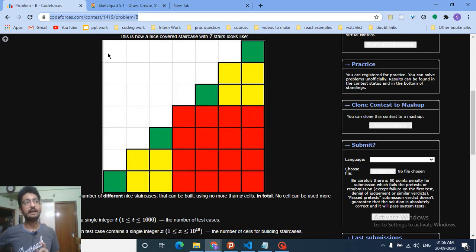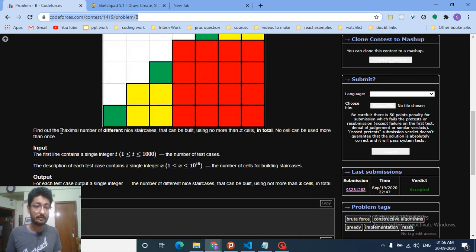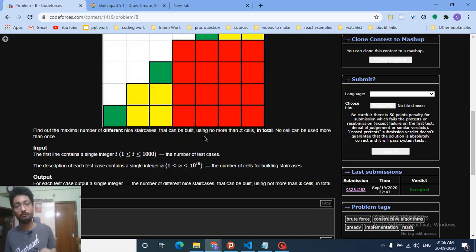Now the next question can be: okay, I can form staircases of just size 1 because it is nice. If I have 1000 blocks, I will only form staircases of size 1, and I have the maximum number of staircases. But no, I have to find out the maximum number of different nice staircases. The thing is, you cannot make 1, 1, 1, 1, 1, all 1s, because a size of 1 is a good staircase, but you cannot have 2 staircases of size 1. You have to be different.